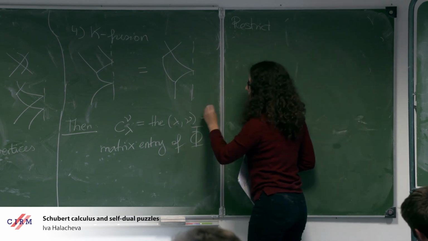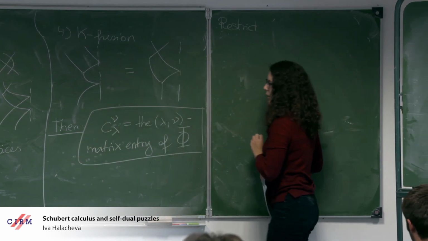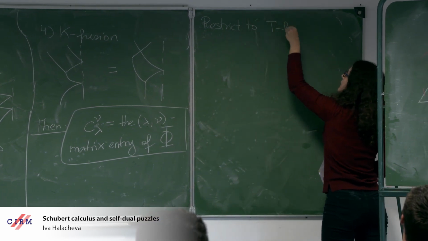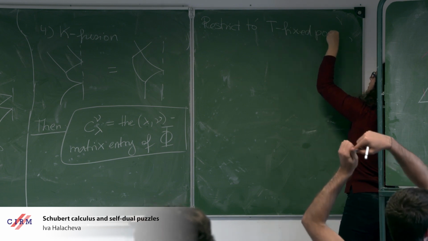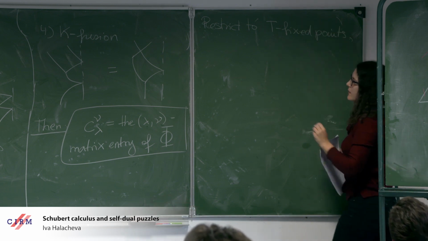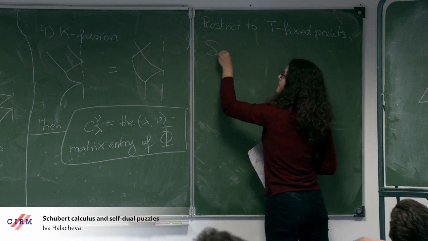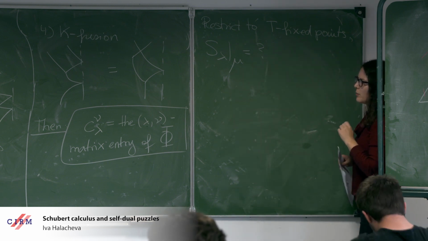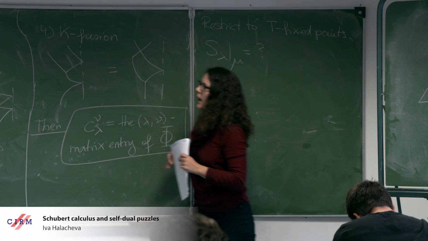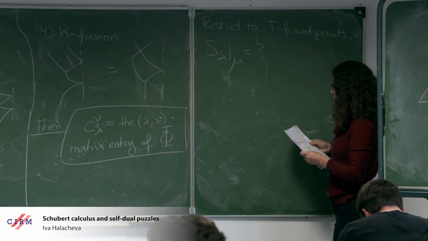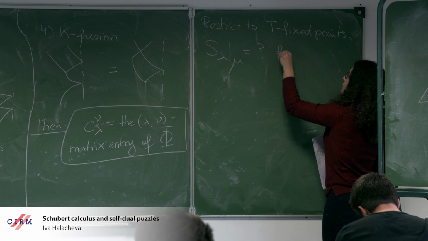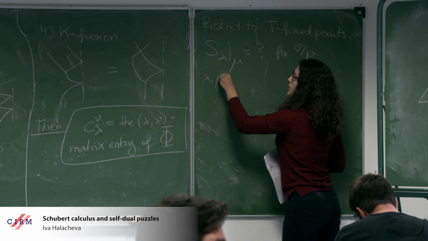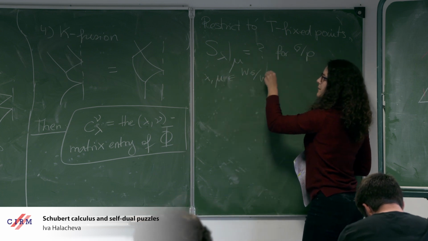So in order to see that what I claim here is in fact true, restrict to T fixed points. What we're interested in is computing S lambda restricted to mu. The point is that we can also do this using the string diagrams that I described. So let's say in fact, for general G mod P, where lambda and mu are in W_G mod W_P.